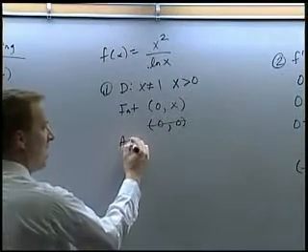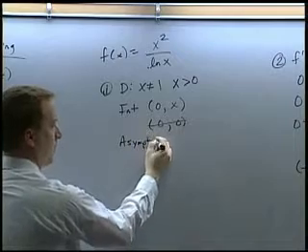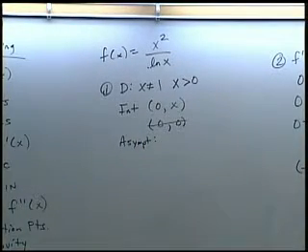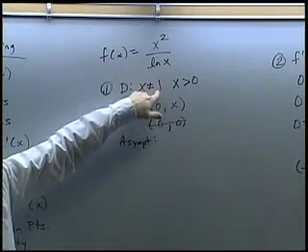Okay, what about any asymptotes or end behavior type stuff? Well, we've got a definite problem at x equals 1, don't we?